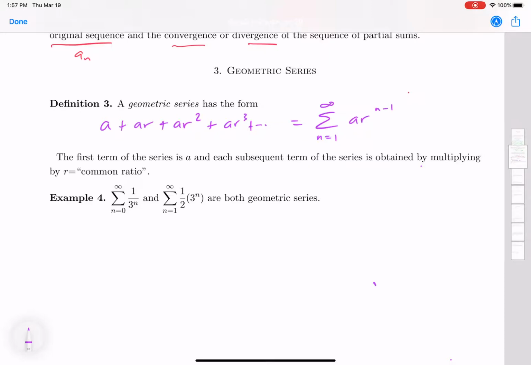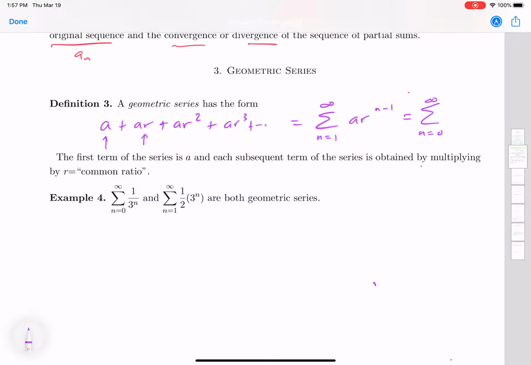So if I plug in 1 for my n up here, I'll get R to the 0, which would just be 1, and I'd just be left with A as my first term. If I plug in n equals 2, I get A times R, that's my second term, and it goes on forever. You can also write it the following way.